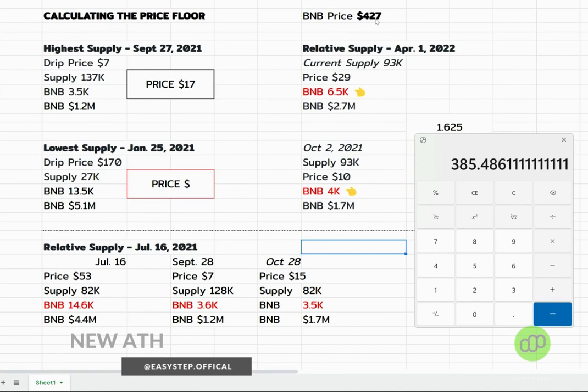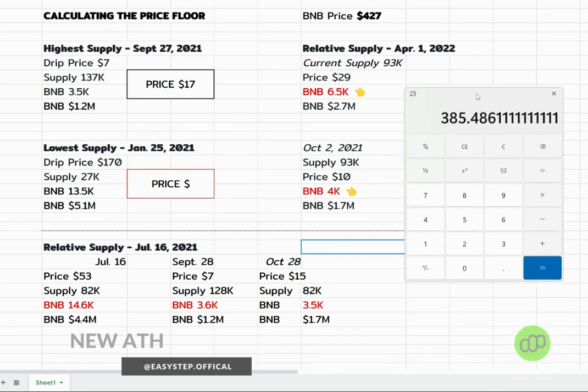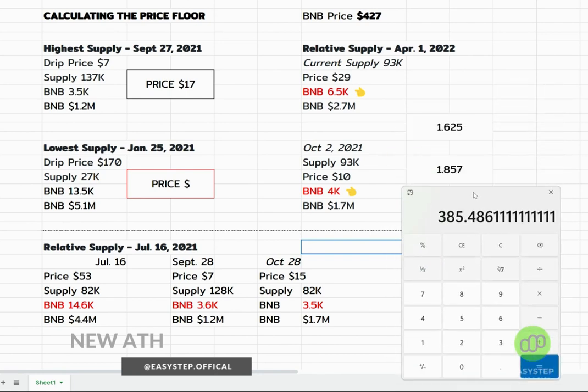which is $427. Now, if the BNB price was to go up, then this price could be higher. It could be over $400. It can be $500. If the price of BNB were to go down, it could be less. It can be less than $385. So there's a lot of variables when it comes to this, because we could even have a lesser BNB balance by the time we get to a DRIP supply of 27,000. But we can also have a higher BNB balance by the time we get to 27,000.